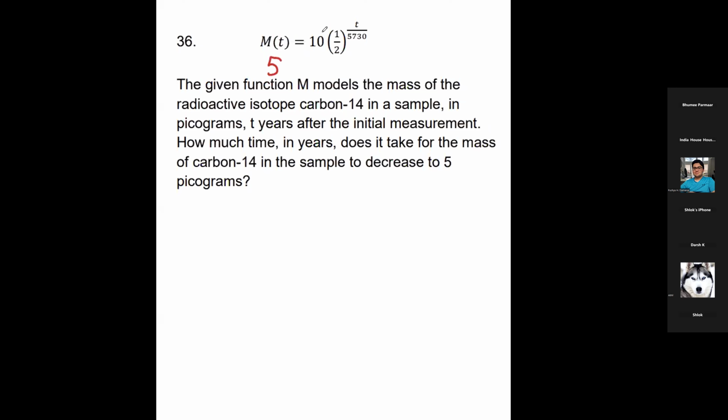The first thing we know is that the initial is 10 and the final is 5. That means it needs to become half. Lucky for us, the ratio is half. So this ratio just needs to be raised to an exponent of 1 to get m of t equals 5, because 5 equals 10 times 1/2 to the first power. Anything to the first power is itself, so 10 times 1/2 equals 5. That would be correct.